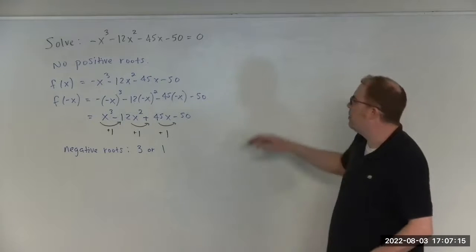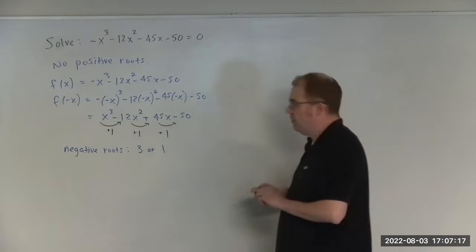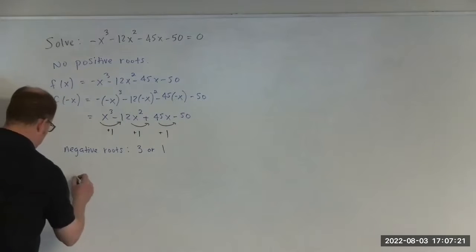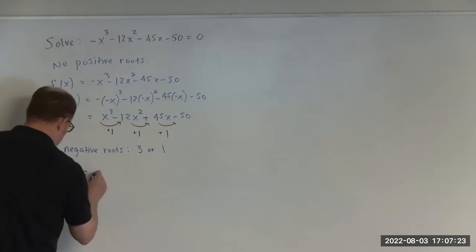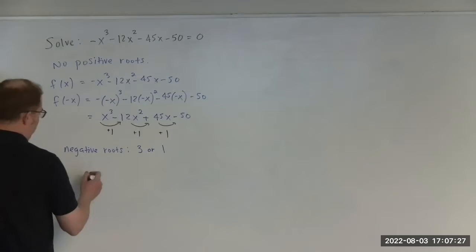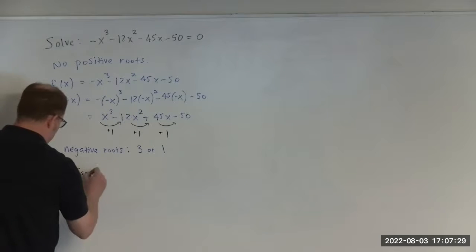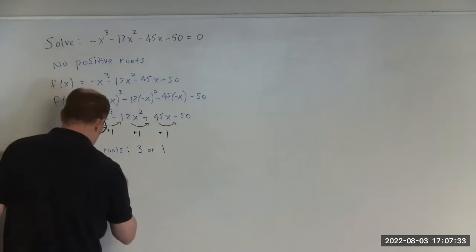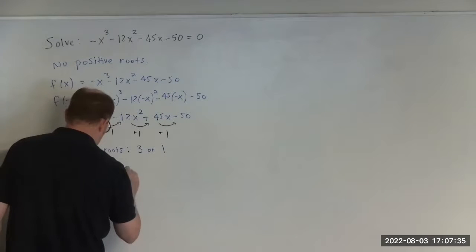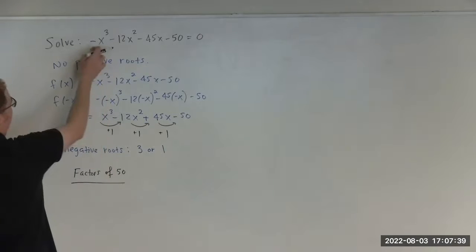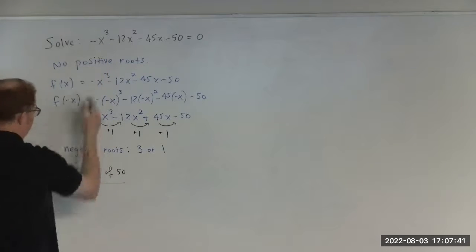All right, so now let's build our list of possible real roots. I'm going to just write it here. What we do is we take the ratio of the factors of 50 and the factors of whatever's in front of the leading term. It doesn't matter if it's plus or minus.